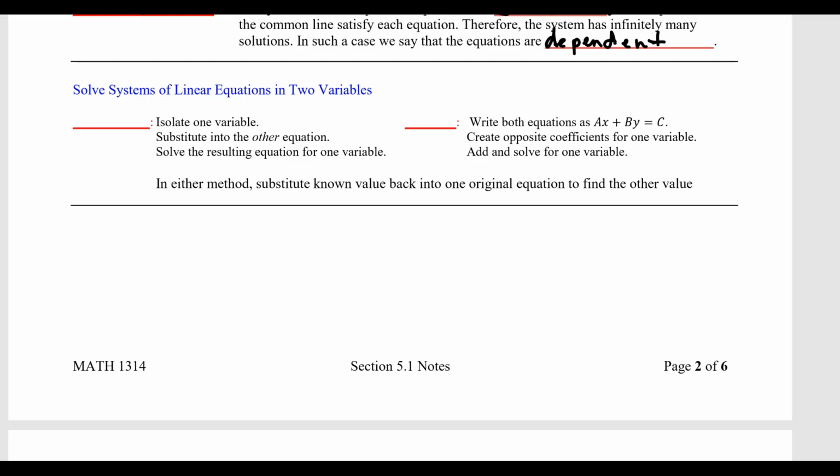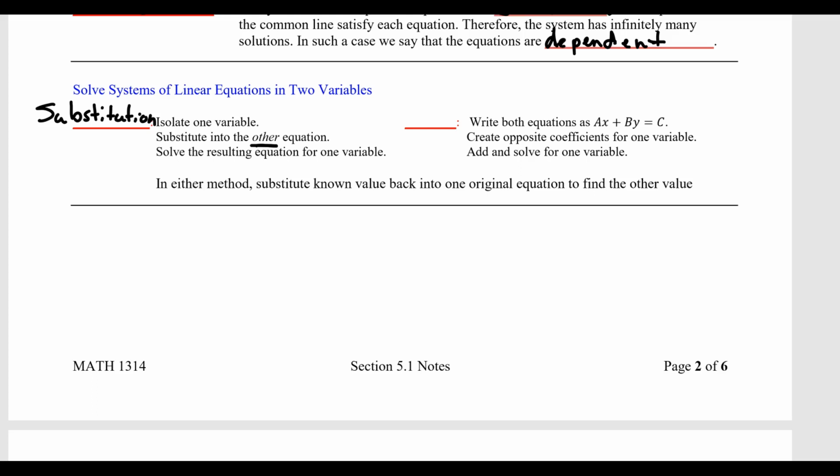As we're talking about systems of linear equations, sometimes we are not given a possible solution and we need to solve for it. One way to solve for this is substitution. It's where we're going to literally substitute one equation in for the other. But you have to notice what happens. We have to isolate one variable for one equation first. Substitute it into the other equation, make sure you do that, and solve the resulting equation for one variable.